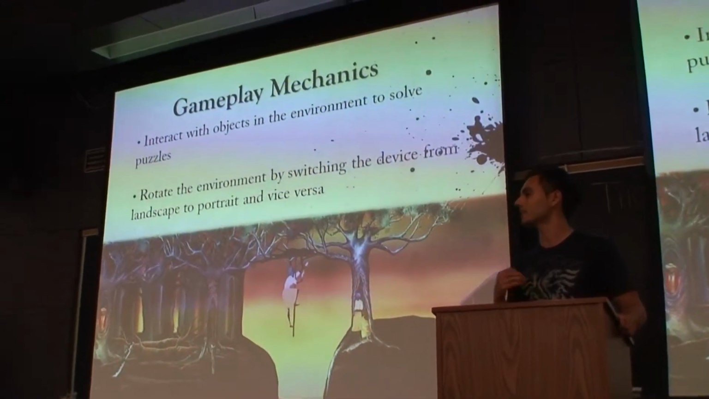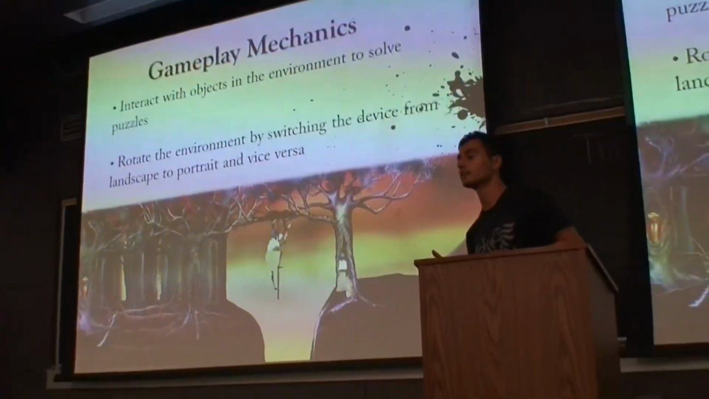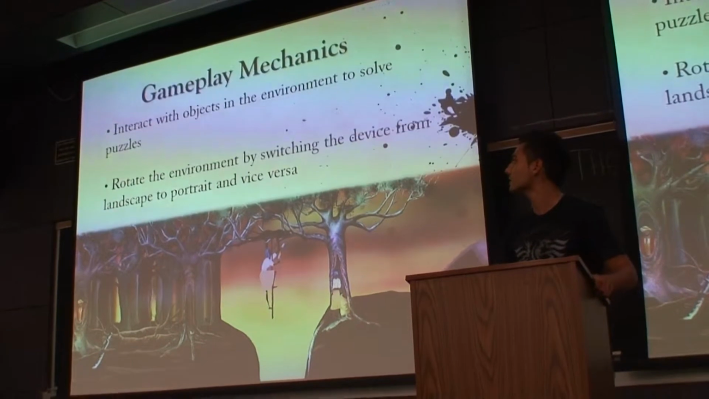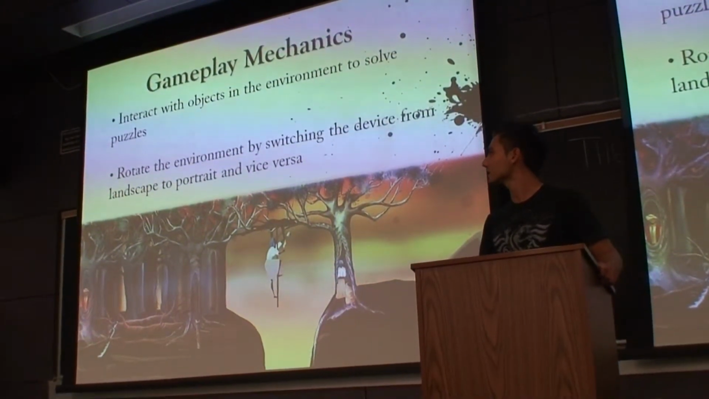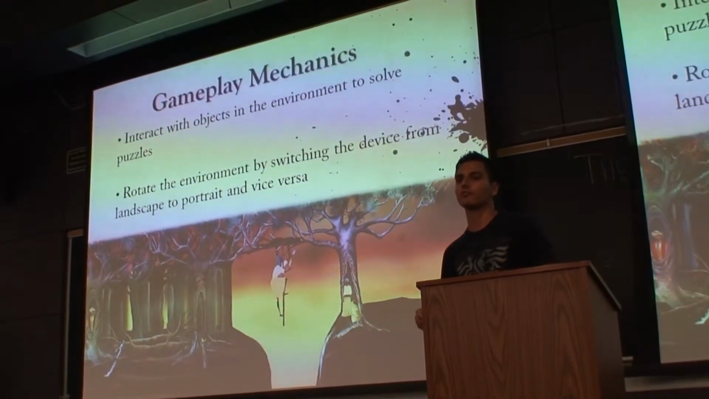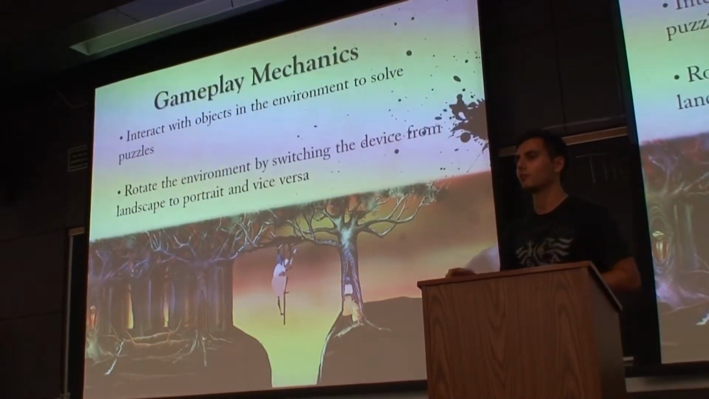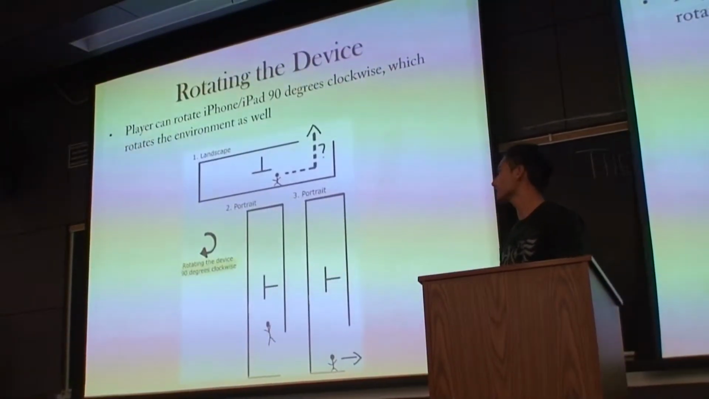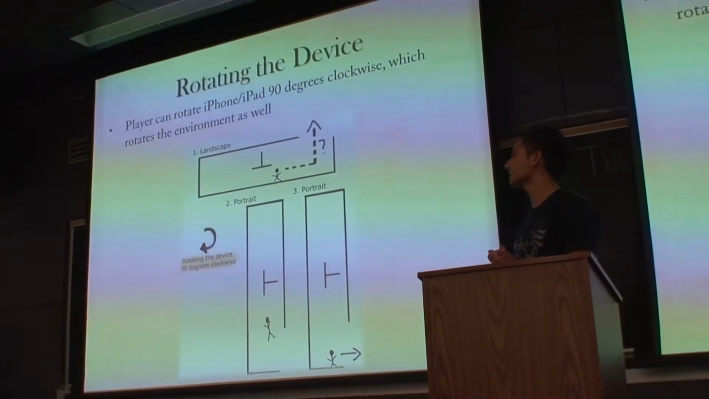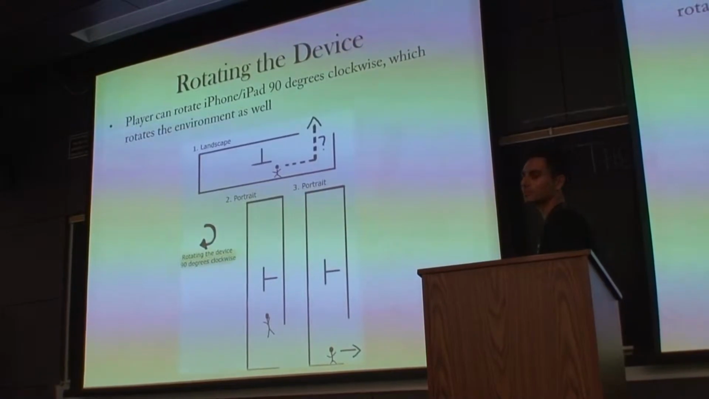Besides the basic motions of walking, running, jumping, and climbing, the player can also interact with others in the environment to solve puzzles, and he can also rotate the environment by switching the iPod or iPhone from portrait to landscape or vice versa. And this is really indicative of Azura's debilitated state of mind. So let me tell you how this works.